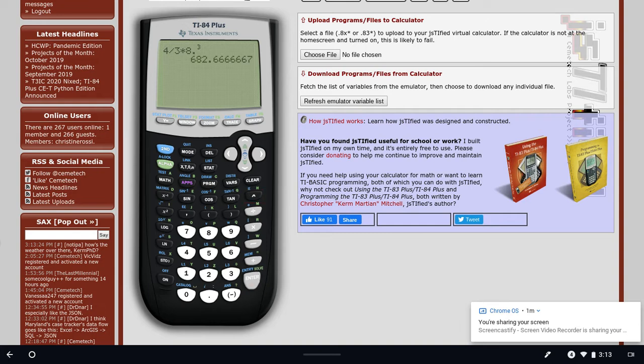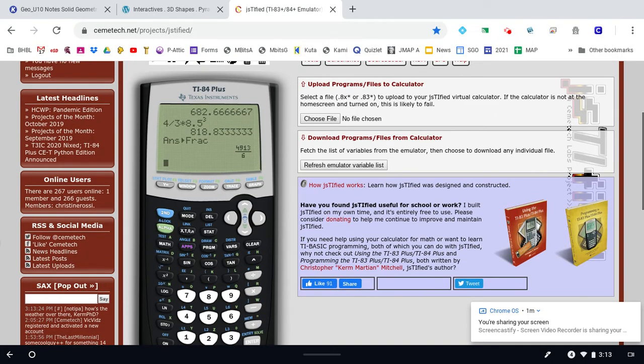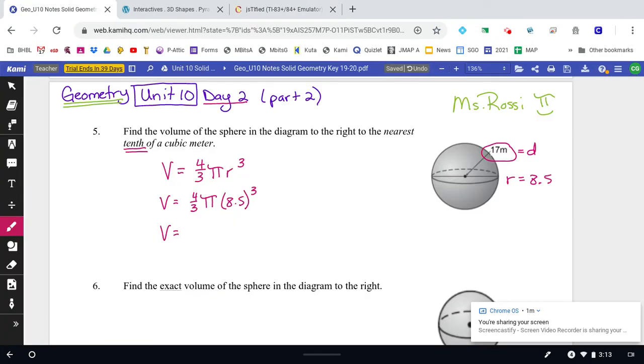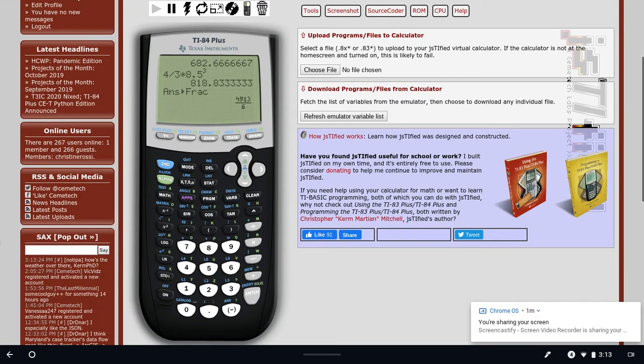Hold on. 8.5 to the power of 3. And notice I got a pretty nasty number. So what I want to do here is I want to make this into a fraction just to make it a little bit easier to write my numbers and make sure that I'm careful with my work. So this is going to be 4,913 over 6, times pi. All right, so now I'm going to multiply that number by pi.